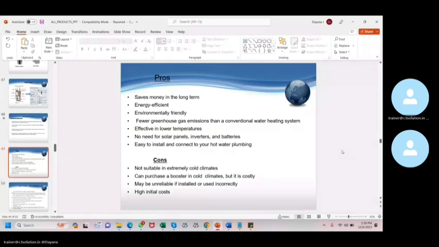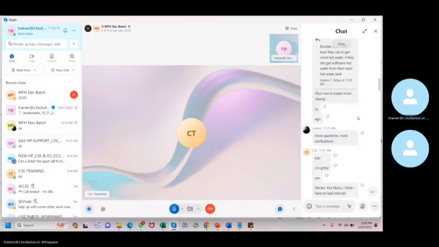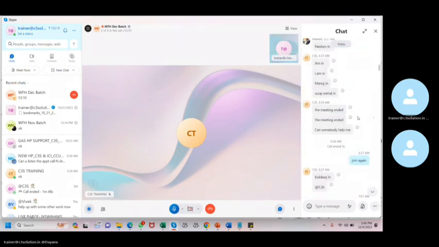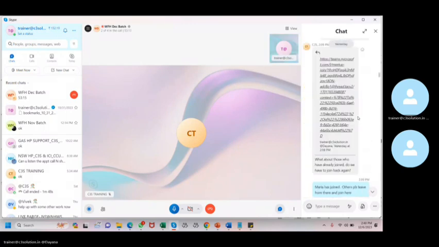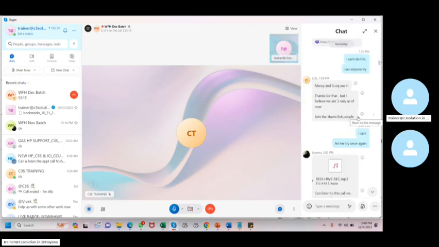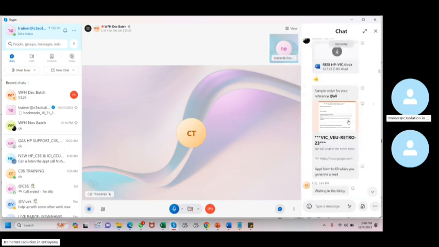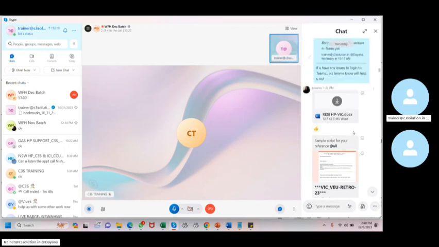Which one, ma'am? That script, it's there in this chat room itself. I'll show you. I'm referring to this one. Not this one, this one is a Google Sheet. Before that is the Word doc. This one I'm referring to, in this chat room itself.